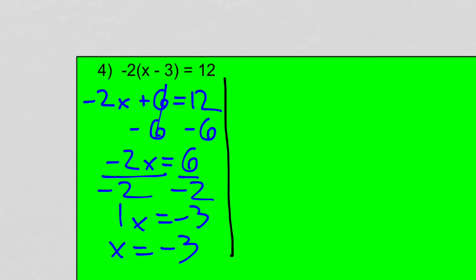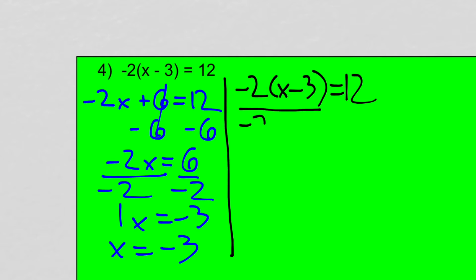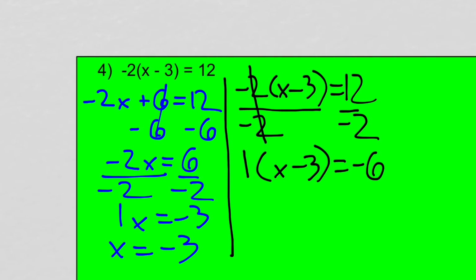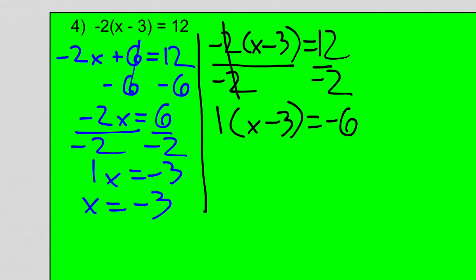So this only works in this particular situation. Negative 2 times x minus 3 equals 12. Since this is a multiply by negative 2, we can do the opposite, which is divide by negative 2. Negative 2 divided by negative 2 is positive 1 group of x minus 3. And 12 divided by negative 2 is negative 6. And one group of x minus 3 is just the same as saying x minus 3 equals negative 6.